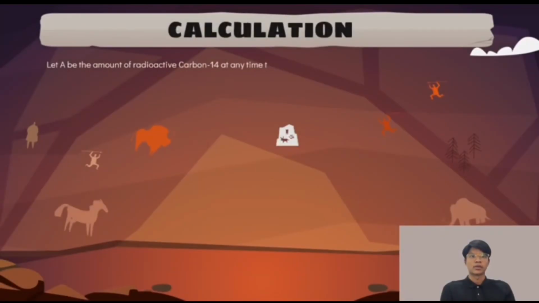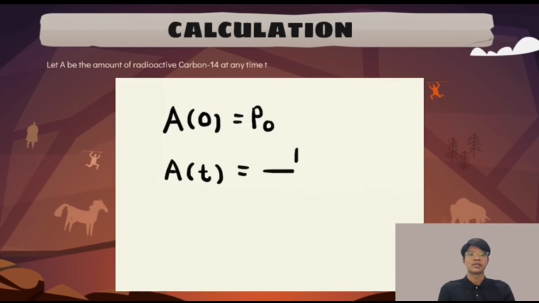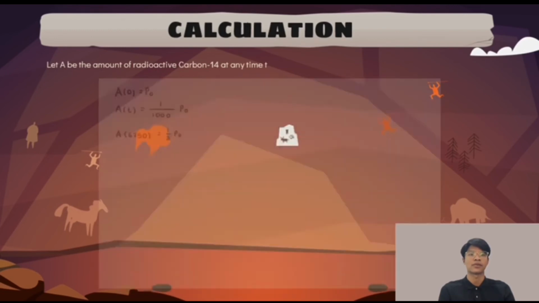Let A be the amount of radioactive carbon-14 at any time t. Since the question does not give the initial amount, we assume that A0 equals P0, where P0 is the original amount of radioactive carbon-14. Another piece of information is A(T) equals 1/1000 times P0, since the fossilized bone contained 1/1000 of the original amount of radioactive carbon-14. One more is that the half-life of carbon-14 is 6,750 years. Therefore, A(6750) equals 1/2 P0.